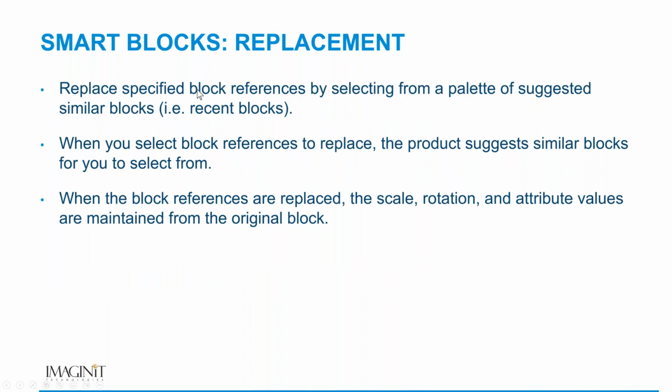So as part of placement, now we have replacement. It can replace specified block references by selecting from a palette of suggested blocks, i.e. your recent blocks. When you select block references to replace, the product suggests similar blocks for you to select from. Again, it goes back to your recent blocks, and it looks for things that are geometrically similar. When the block references are replaced, the scale, rotation, and attribute values are maintained from the original block. So as long as you have the same tags in two different blocks, it will remember those attribute values and bring them over to the replacement.